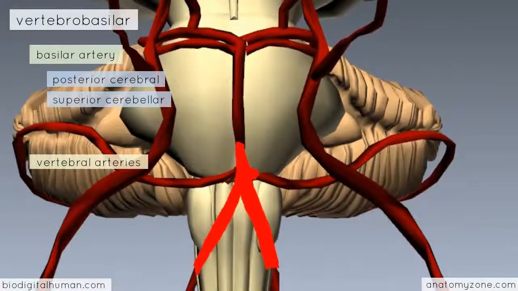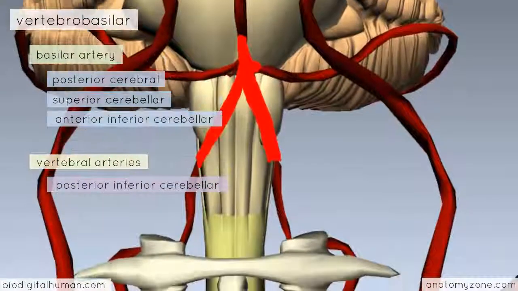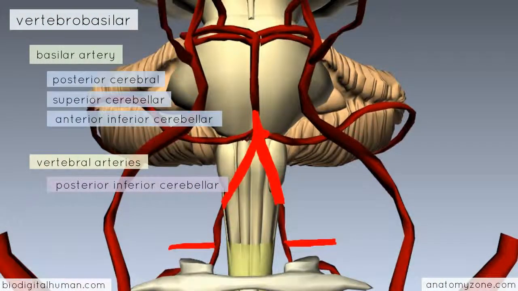So at the bottom of the basilar artery, you can see the anterior inferior cerebellar arteries. And then you've got the posterior inferior cerebellar arteries, which actually come off the vertebral arteries. So they come off down here. So as well as giving off the superior cerebellar artery and the anterior inferior cerebellar artery, the basilar artery also gives off several small pontine arteries, which I've just drawn on there.